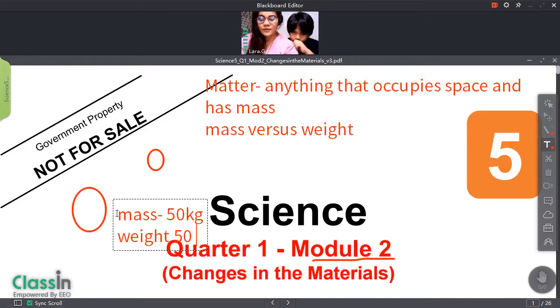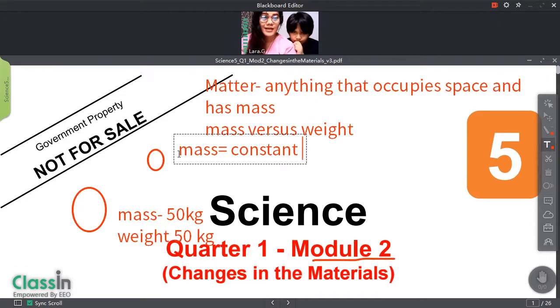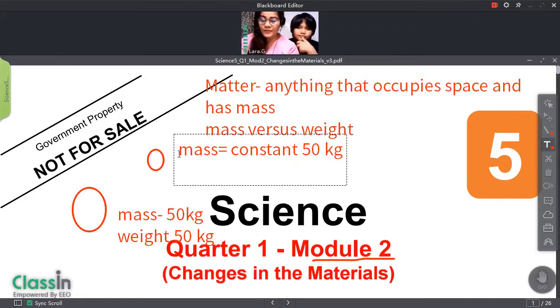Now, if you will go to the moon, your mass will still be the same because mass is constant, meaning it won't change, not unless some parts of your body is missing when you go to the moon. But if that doesn't happen, you will have the same mass. So it's constant. When you say constant, dili ma change. It will never change. So that is still the same 50. But weight, okay, this is just an estimate, your weight could have been like 10 kilogram maybe.